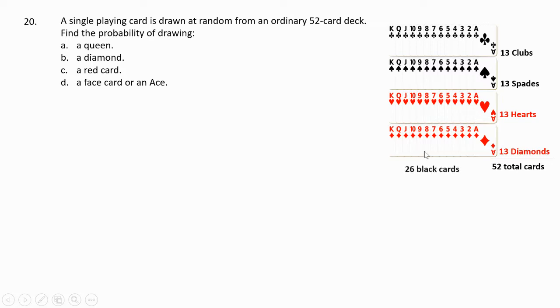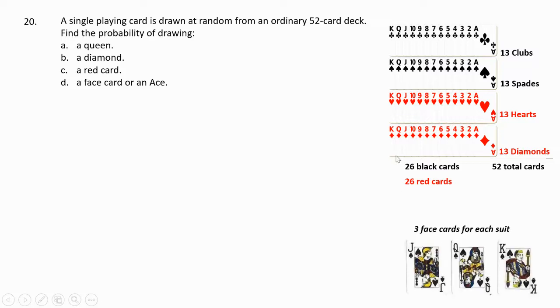If you notice, half of them are black, right? Half of them are red, which is 26. And there's 3 face cards for each suit. What are face cards? It's a card that has a face. There you go. So there's 3 for the clubs, 3 for the spades, 3 for the hearts, 3 for the diamonds. Now, go back and answer part A.